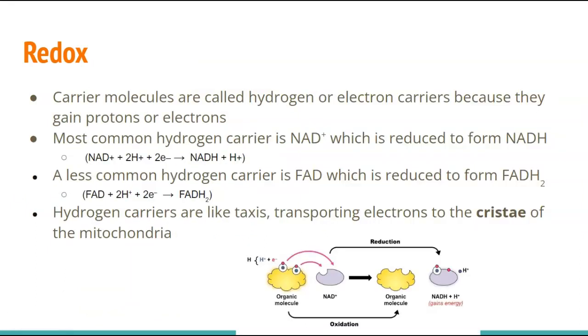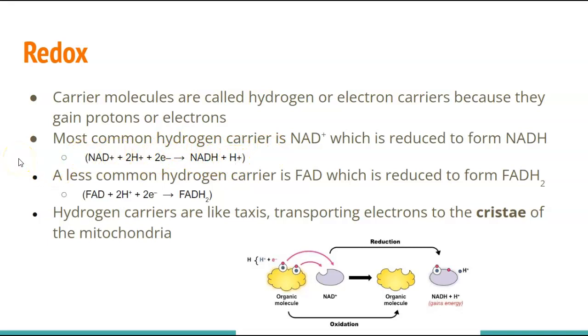I mentioned carrier molecules on the previous slide, and they're called hydrogen or electron carriers because they gain protons or electrons. We are going to talk about two really common ones. You're going to see them throughout the entire process of cellular respiration. They're NAD+, which is reduced to form NADH, right? You can see here we have our hydrogens and our electrons in this formula.